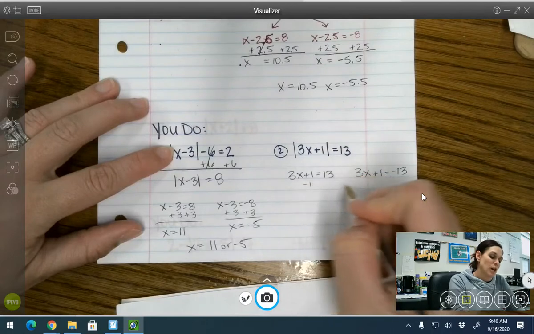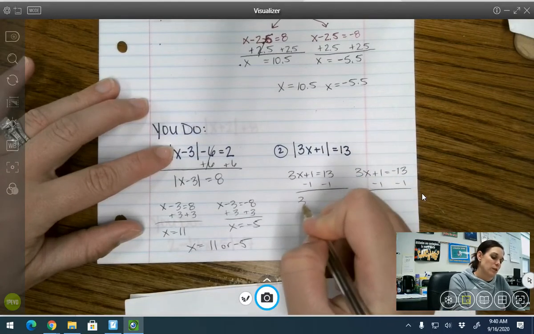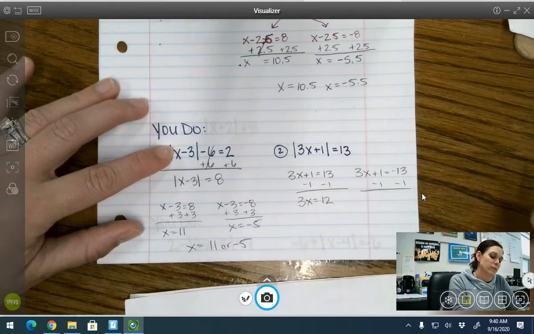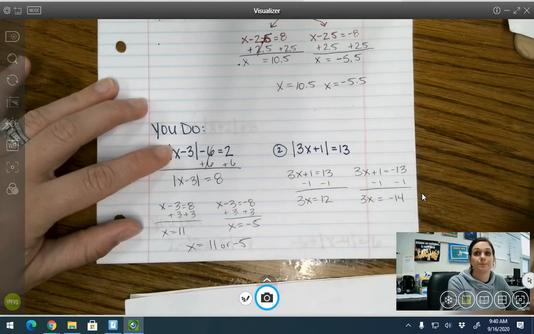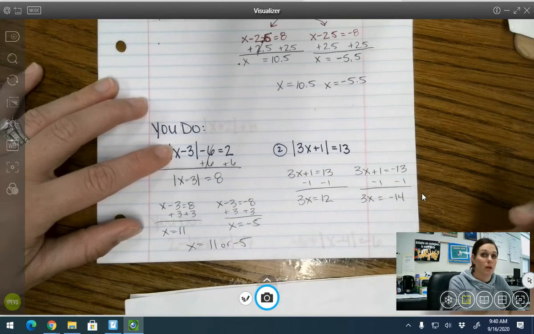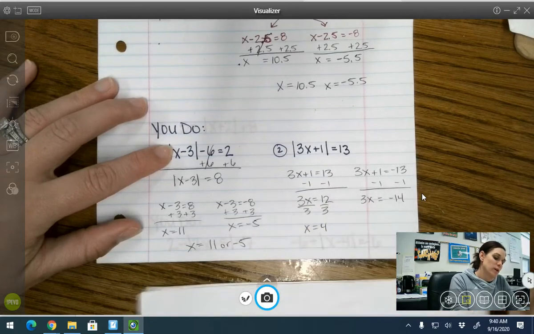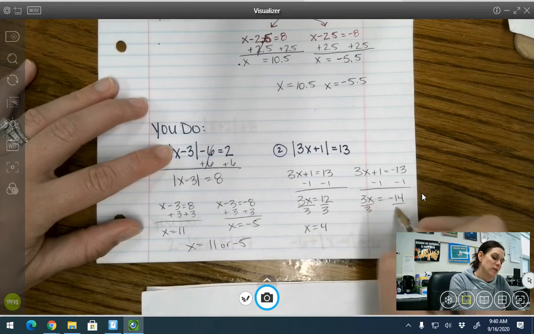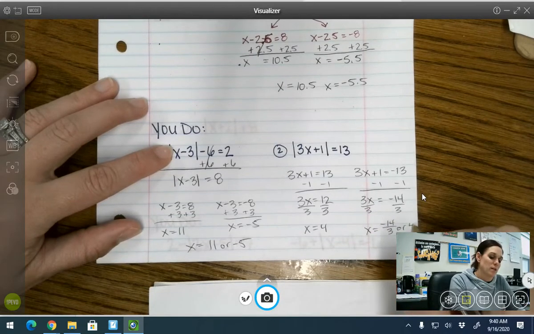All right, I'm going to subtract 1 from both sides. So 3x equals 12, or 3x equals negative 14. All right, here I'm dividing by 3, so x equals 4. And here I'm dividing by 3, so x equals negative 14 thirds. Or you can say, well, that goes in there 4 times, leaving me, what, 2/3 left.